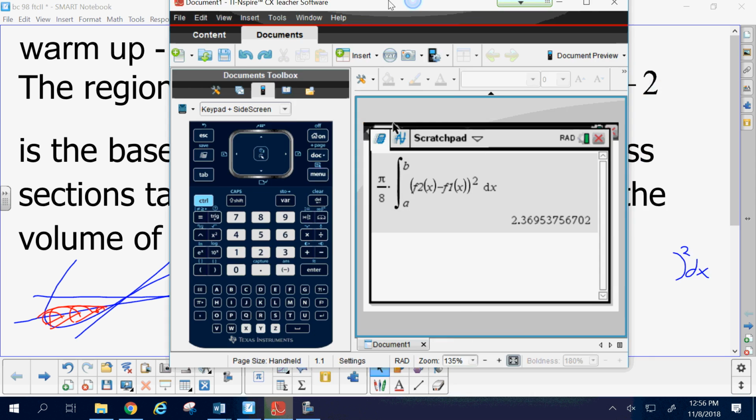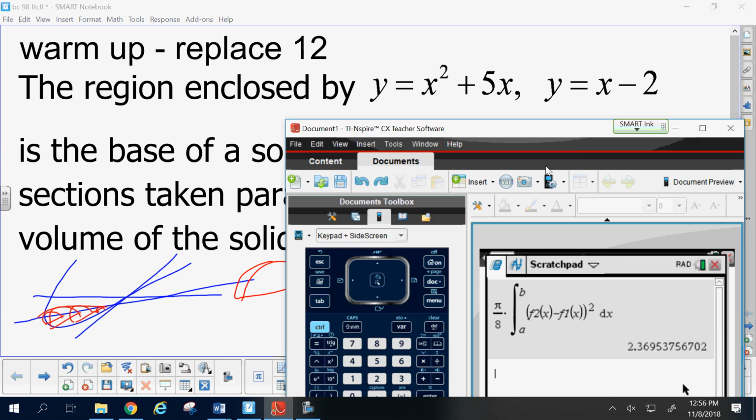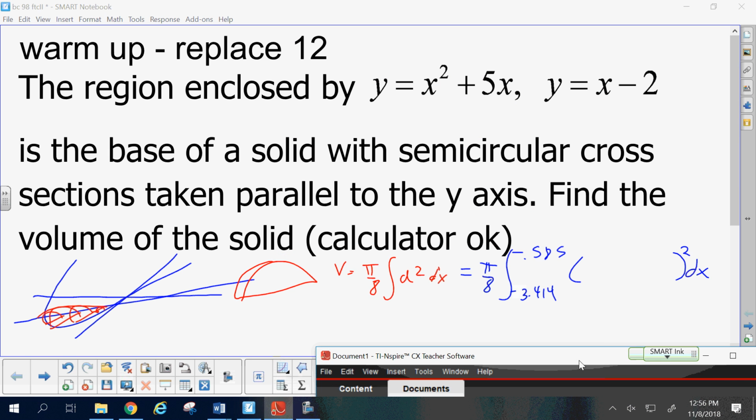Nope. Yay. 2.3695 is what I got. All right. Do we all agree? Should we talk about it or no, you get it? Okay. For upper minus lower, yeah, it's slide minus parabola. So x minus 2 minus x squared plus 5x.